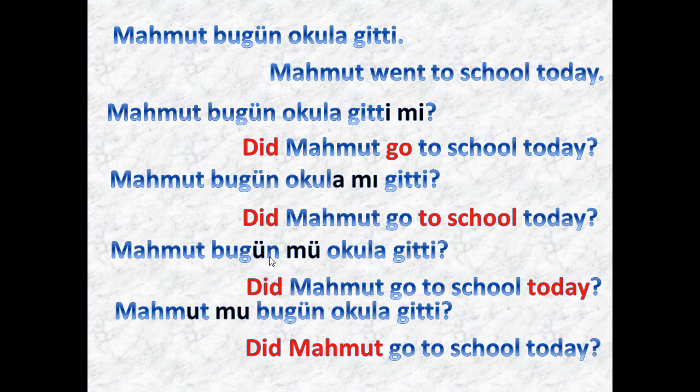Like another person, let's say, was supposed to go to school. So we are asking about the subject here, and we have chosen mu in harmony with the last syllable of this word. So as you see, whenever we are questioning a word and we are emphasizing a special part of the sentence, we bring the questioning word right after the word we are trying to emphasize. Okay, I hope it was understandable.